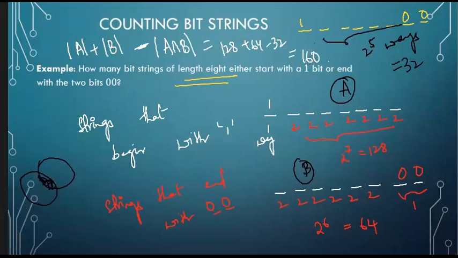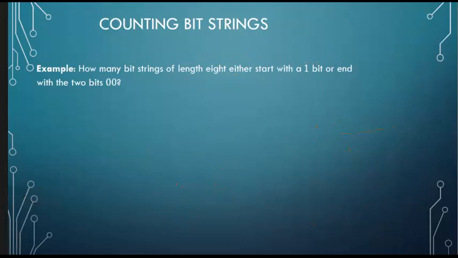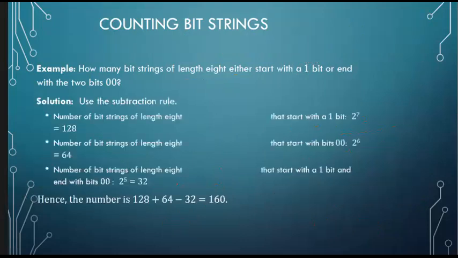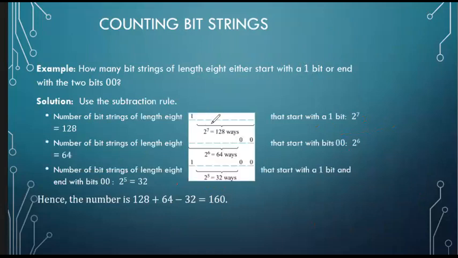Now let's see our problem again. Over here we have the number of bit strings of length 8 that start with a 1 bit: 2 power 7 ways. The number of bit strings of length 8 that end with bits 00: 2 power 6 ways. And the ones which are being included twice, we have to remove. So this is cardinality of A plus cardinality of B minus A intersection B. So this is the problem for your inclusion-exclusion principle.